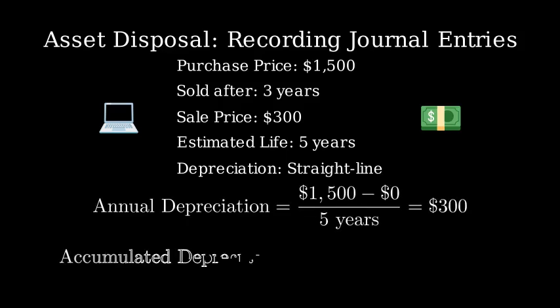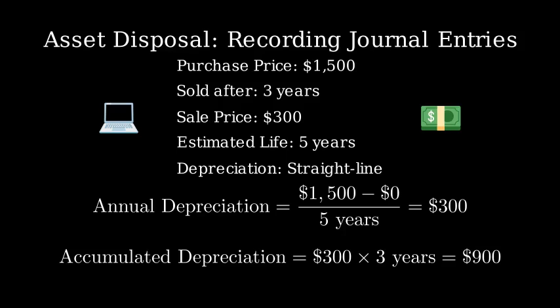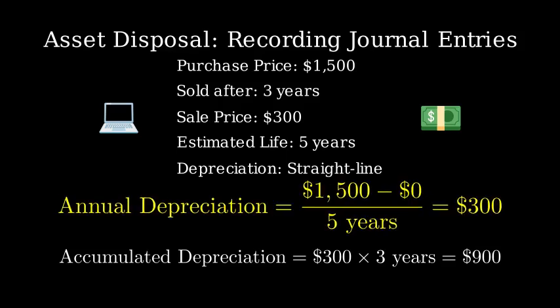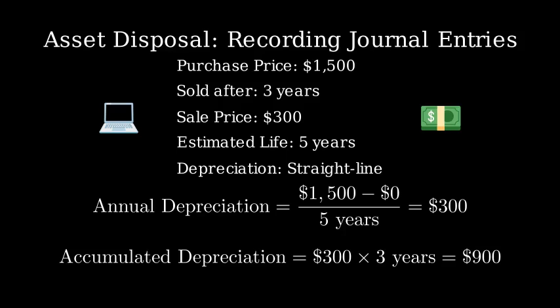Let's first calculate the annual depreciation and accumulated depreciation. The annual depreciation is the purchase price minus salvage value divided by useful life. That's 1,500 minus 0, divided by 5 years, which equals $300 per year. After 3 years, the accumulated depreciation would be $900.